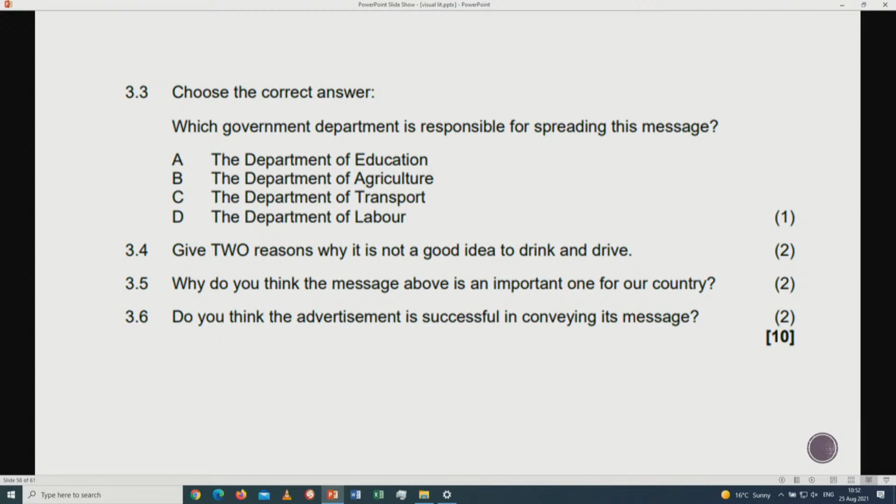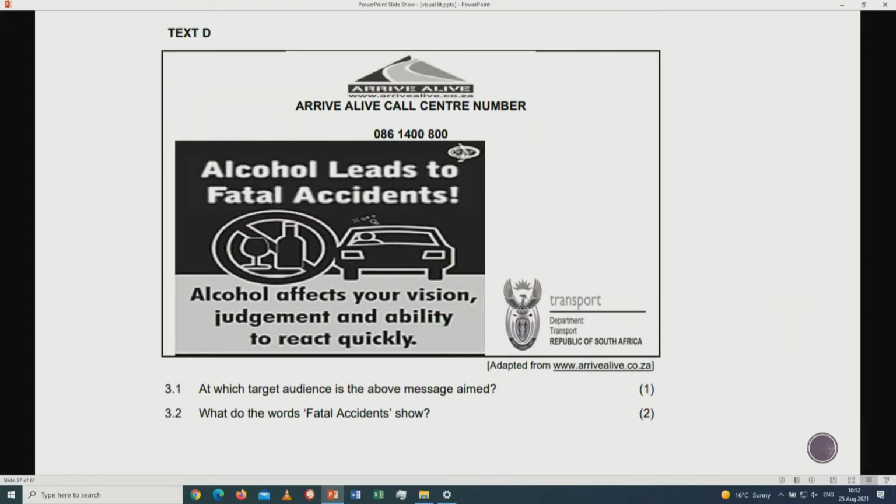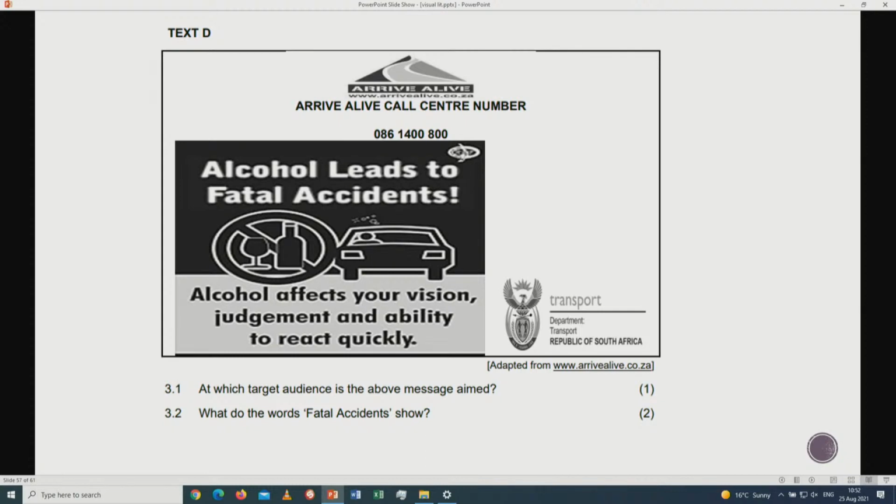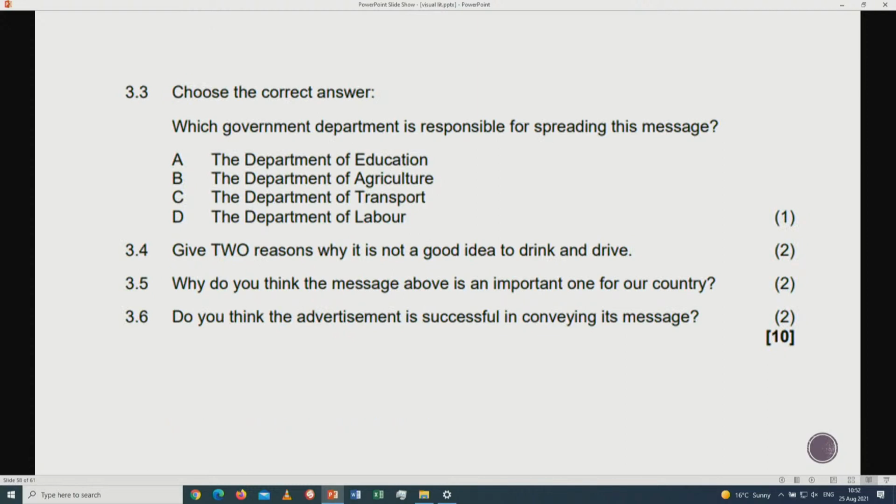Give two reasons why it is not a good idea to drink and drive. When you look at the picture, you will have to answer the question. Why do you think the message above is an important one for our country? You'll be able to respond if you look at the question and the picture in front of you. And then, do you think the advertisement is successful in conveying its message?